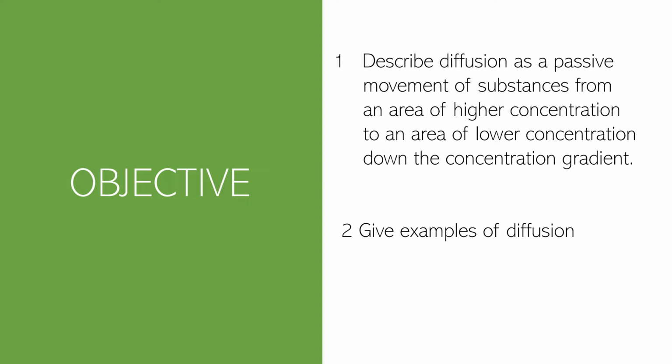In today's online class, we will describe diffusion as a passive movement of substances from an area of higher concentration to an area of lower concentration down the concentration gradient. We will also learn examples of diffusion.